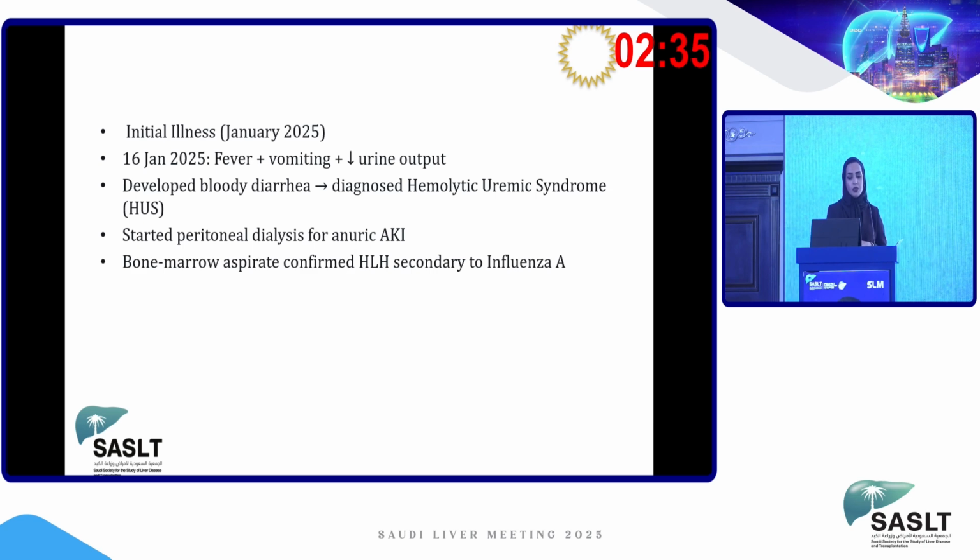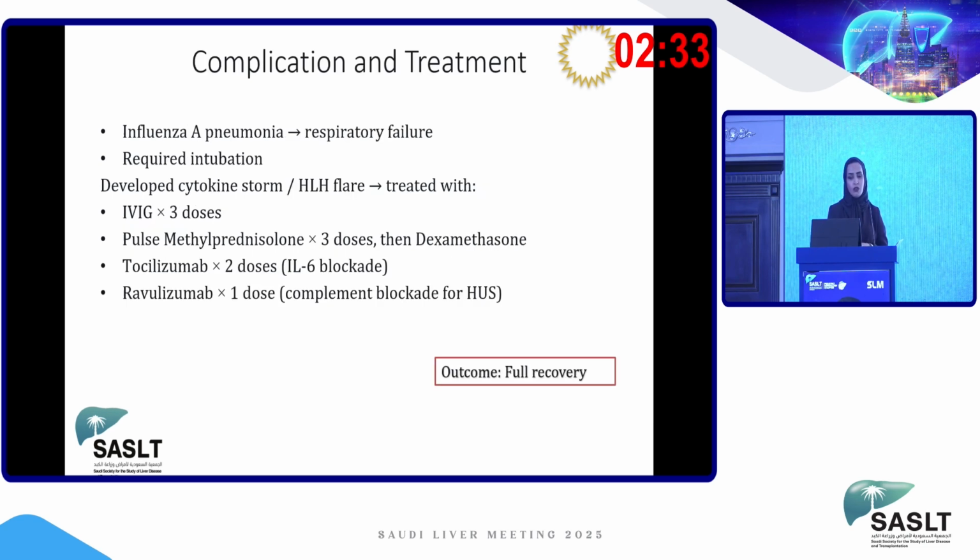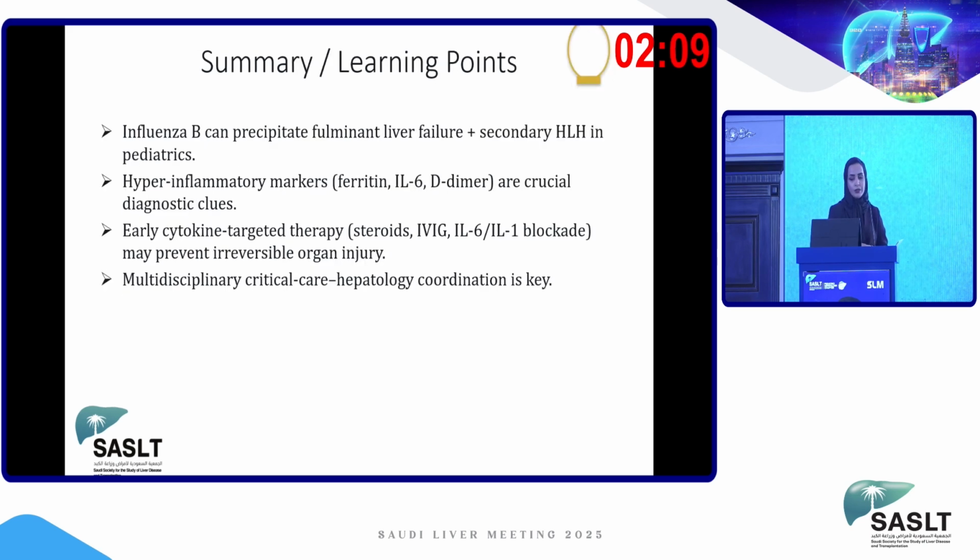Her bone marrow aspirate confirmed HLH secondary to influenza. She had influenza A pneumonia that progressed to respiratory failure and intubation. She had the cytokine storm and HLH flare, treated with IVIG for 3 doses and pulse steroid for 3 doses, and then she was switched to dexamethasone. She received tocilizumab, interleukin-6 blockade, 2 doses, and she received ravulizumab for her HUS. This patient also had full recovery.